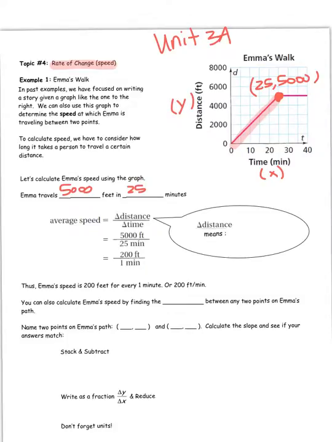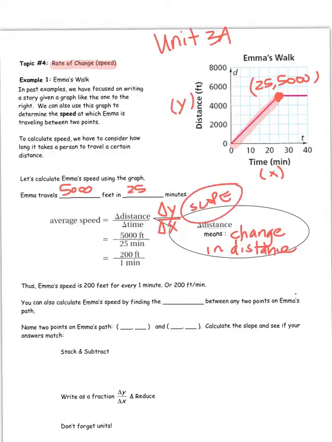This first part says change in distance over change in time. Change in distance, I'm going to write what that means, the triangle. Remember, we said distance is the y-axis, so that really means change in y. Time is the x-axis, that really means change in x. So this is just the slope. That's what we're finding. What's the slope?